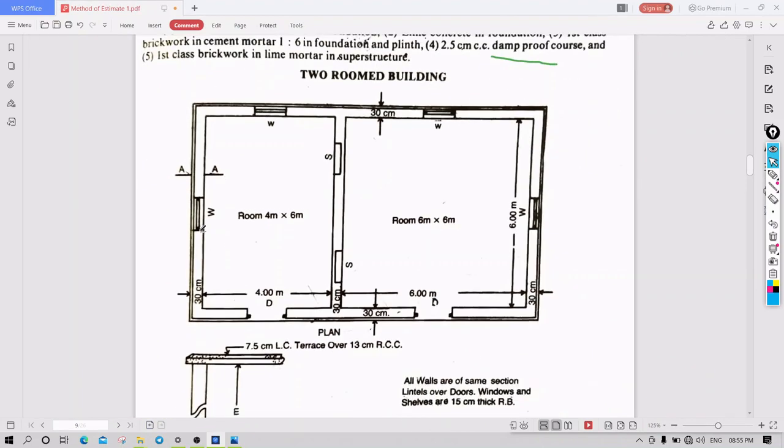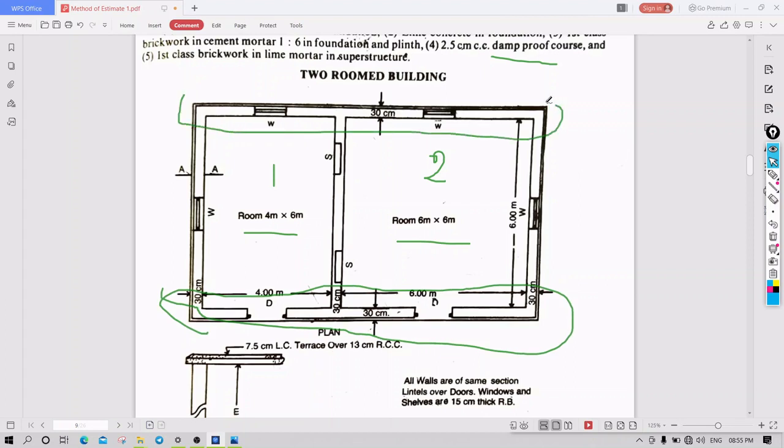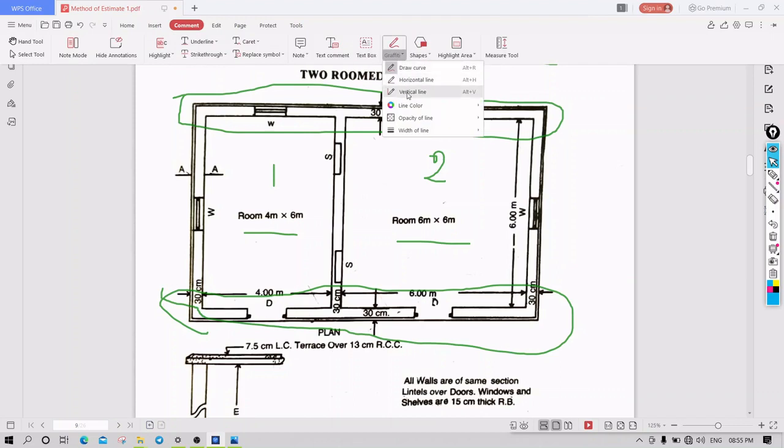This is the two room building. Carefully see here: room one is there and room two is there. Room one is 4 meter into 6 meter, and room two is 6 meter into 6 meter. The wall is about 30 centimeter. The internal wall is also 30 centimeter, and the external wall is also 30 centimeter. Then considering the long wall short wall method, I'll take this as the long wall, parallel to the x axis, and I'll take this wall which is vertical.